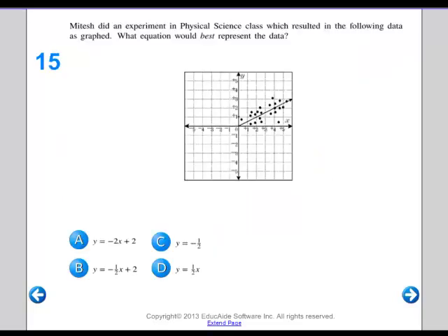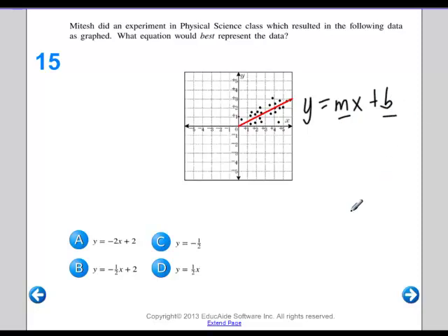Number 15, a student tested an experiment in physical science class which resulted in the following data as graphed. Which equation would best represent the data? Well, we know the purpose of a line of best fit is to actually create an equation that we can use mathematically. So here's our line. We know that we can put that in slope-intercept form, y equals mx plus b, where I need to know the slope and the y-intercept.